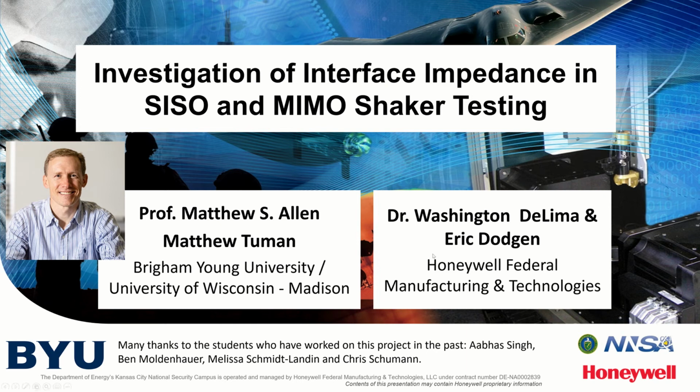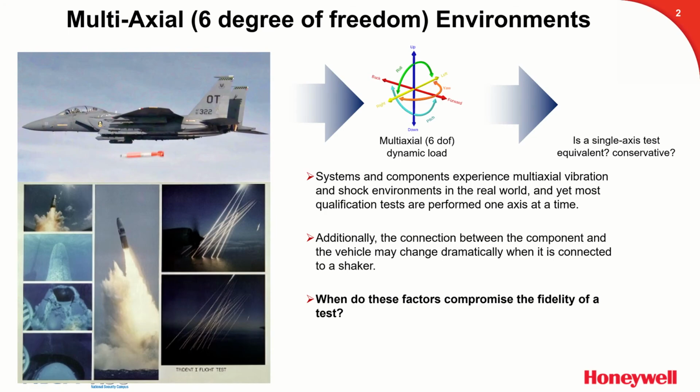I'm happy to talk to you today about our work on MIMO shaker testing. Let's dive right in. Real environments are multi-axial. There's almost always motion in multiple directions, and that can include rotations if we're talking about a point. Here are some examples, these missiles. For example, the thrust could be mostly on axis, but aerodynamic forces and lots of other things can cause significant off-axis motions.